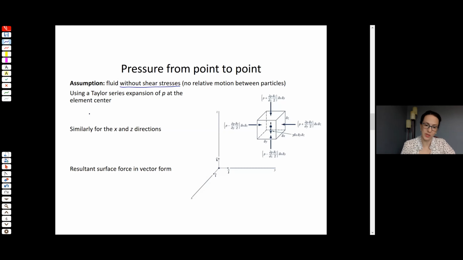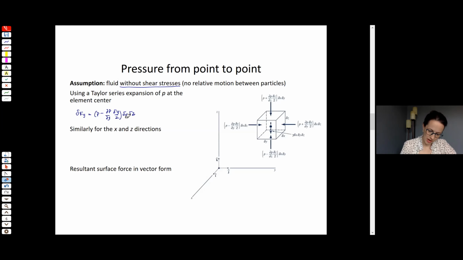We can just sum up the forces in the y direction. It's P minus dp/dy, right, if we're looking on the left face, times dy over 2, times dx dz. How do I know I have to multiply by dx dz? Look at the units. Inside the parentheses, we've got something with units of pressure. We want a force. To get a force from a pressure, we need to multiply by area, right? So inside the parentheses, we've got units of pressure, and then outside, we need to multiply by the area of that face to get units of force.